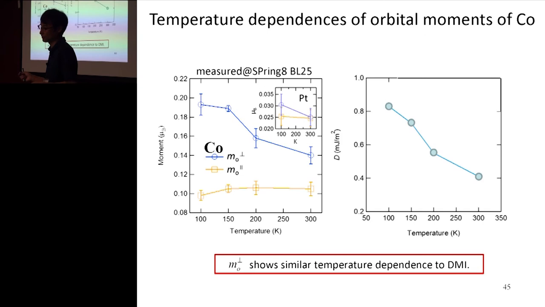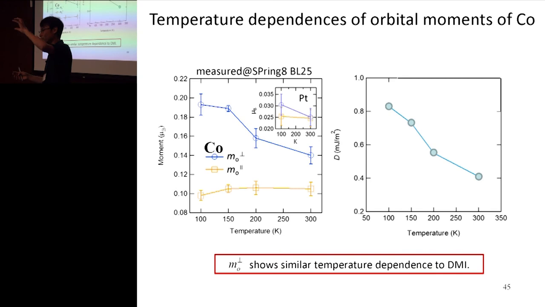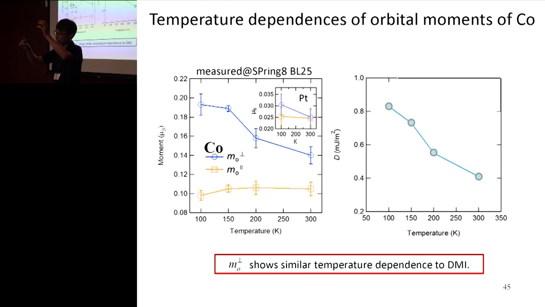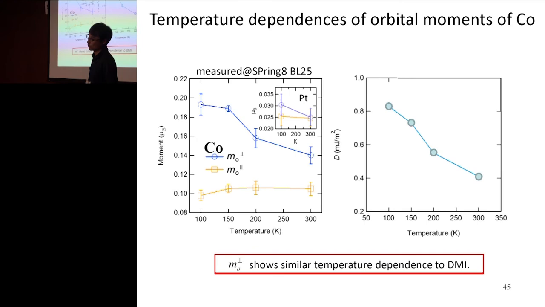This is natural because now we have cobalt and platinum interfaces. The DMI is an interaction, it's an indirect interaction through this platinum. And we need spin orbit coupling of platinum to get this indirect coupling. If there is a spin orbit coupling, we should have orbital moment. So it's really natural.